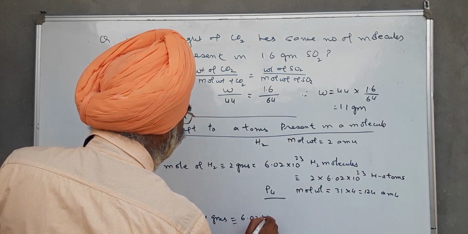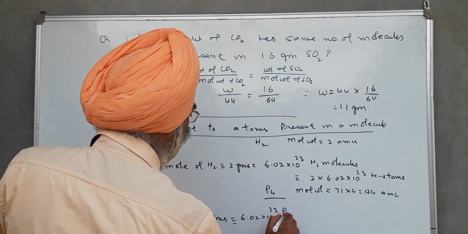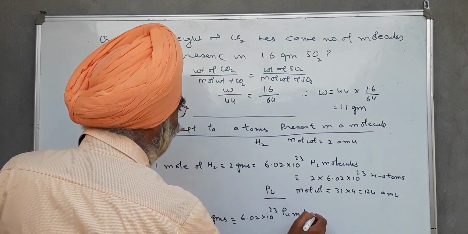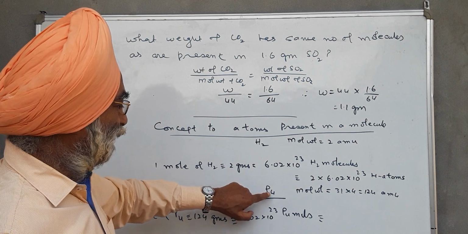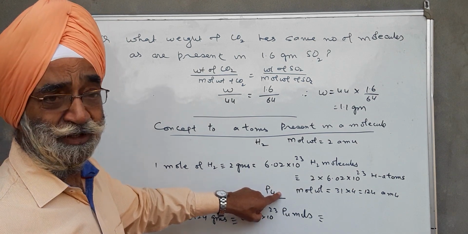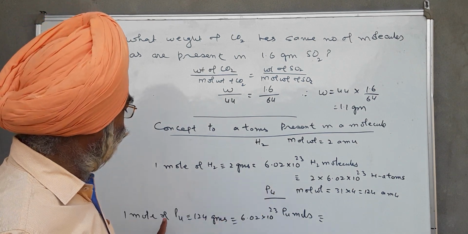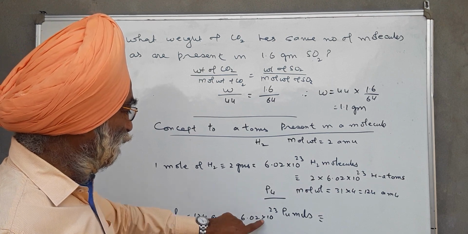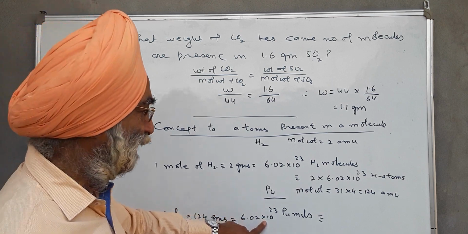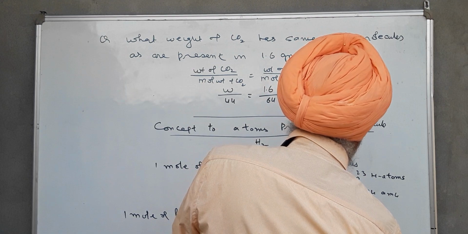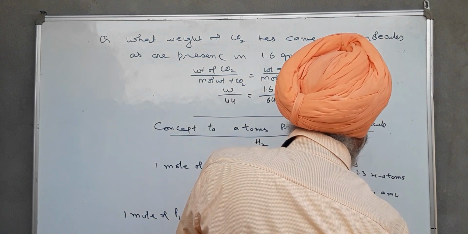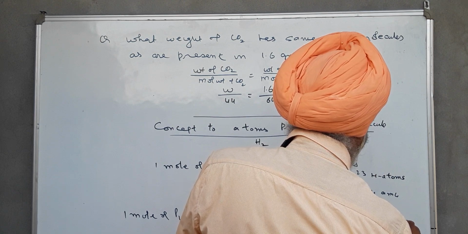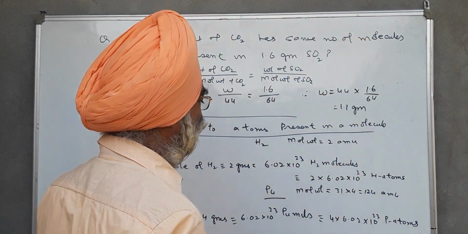Avogadro's number of molecules, and of course, one P4 molecule has 4 phosphorus atoms. 1 mole will have 4 into Avogadro's number of atoms. It is 4 into 6.02 into 10 raised to the power 23 phosphorus atoms.